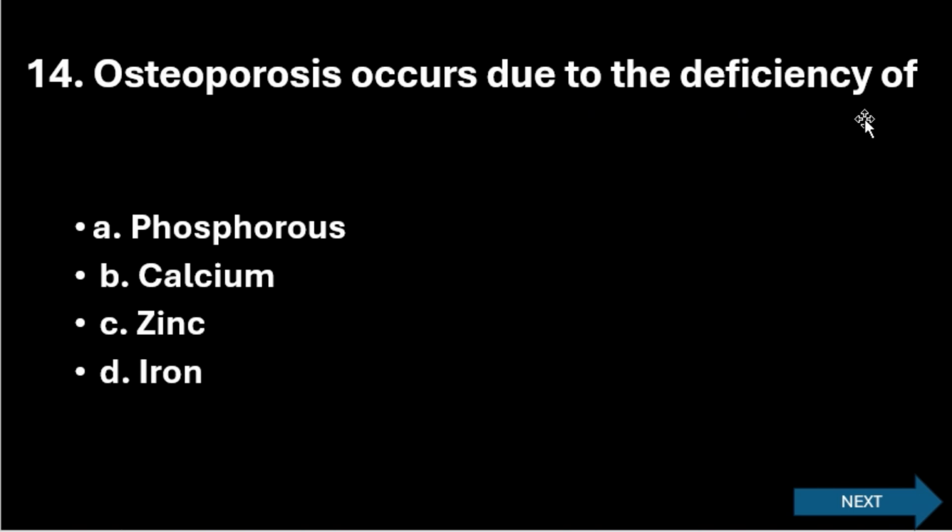Osteoporosis occurs due to the deficiency of phosphorus, calcium, zinc, iron. This is a very direct, simple question. The answer is calcium.